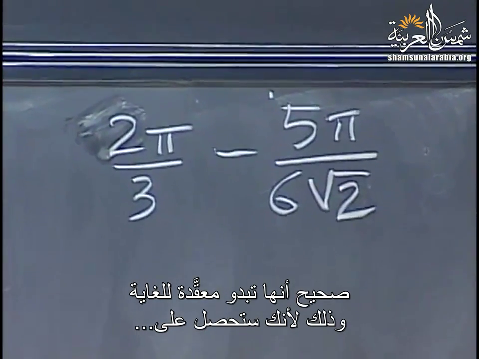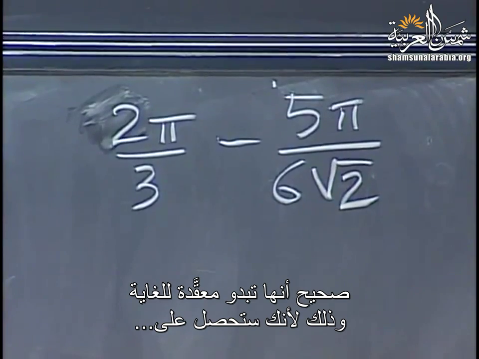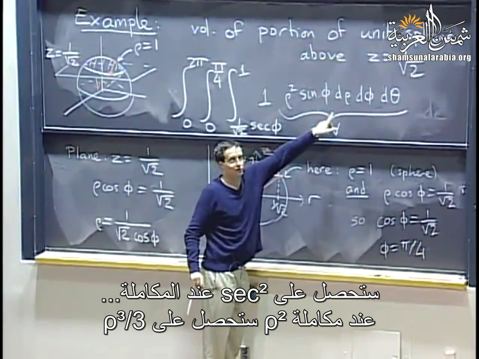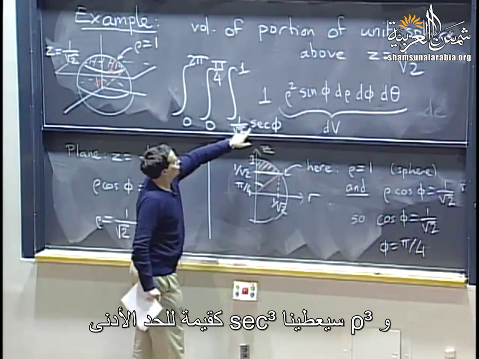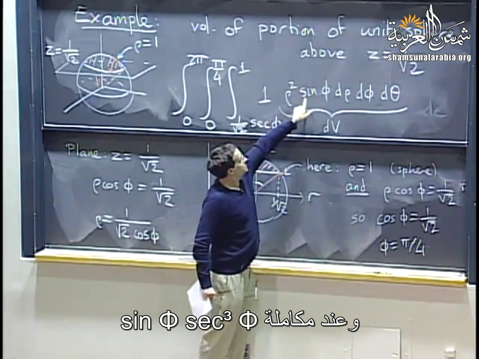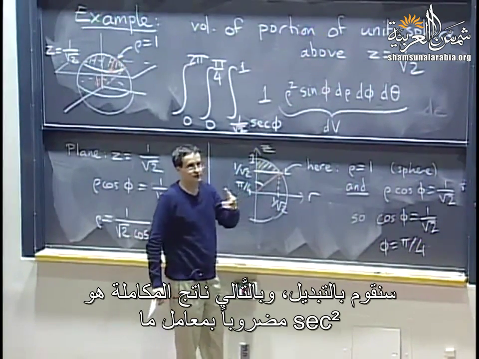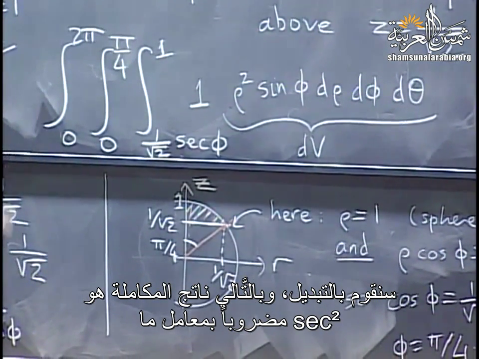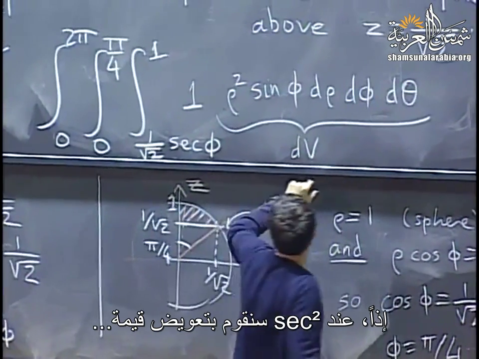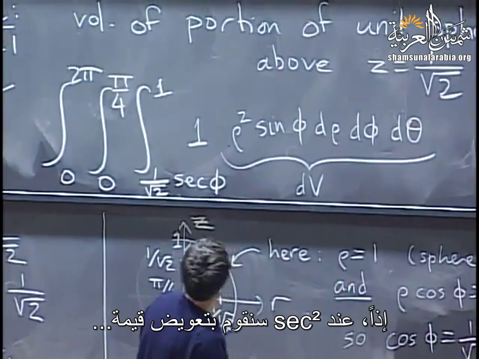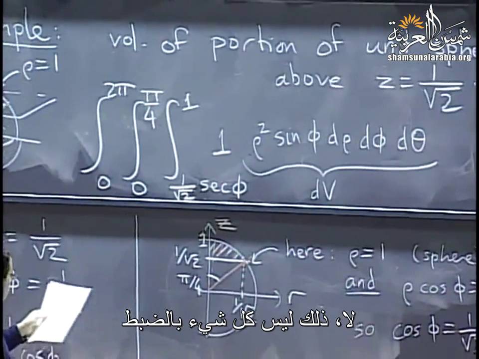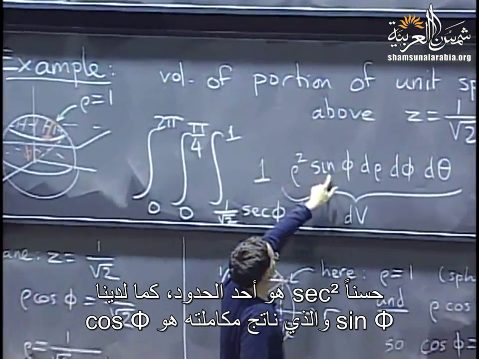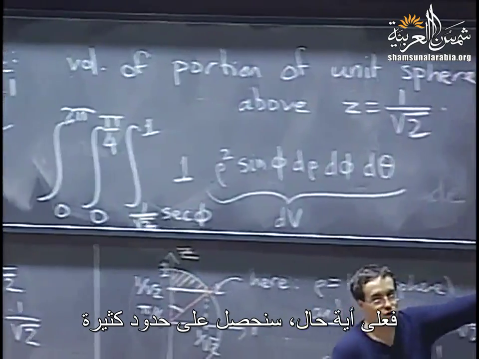Yes, it looks quite complicated. That's basically because you get a secant square when you integrate. See, when you integrate rho squared, you will get a rho cubed over 3. But that rho cubed will give you a secant cubed for the lower bound. And then when you integrate sine phi secant cubed phi, you do a substitution, you see that integrates to 1 over secant square with a factor in front. And the other bound, you get sine phi, which integrates to cosine phi, so anyway, you get lots of things.